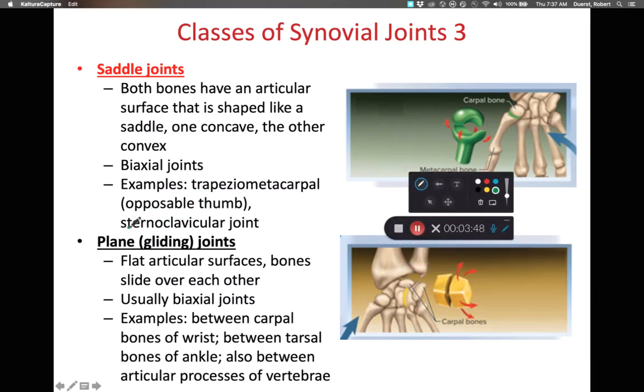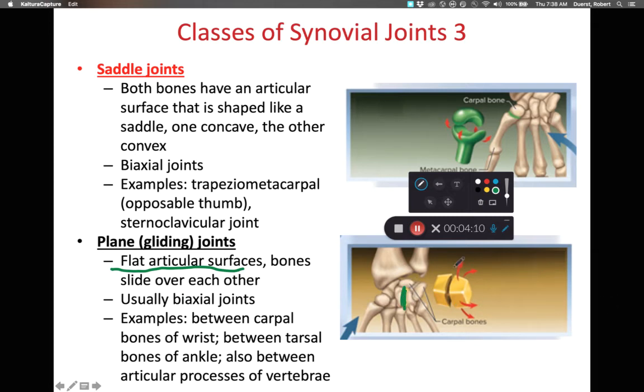We also have plane joints. Plane joints have previously been referred to as gliding joints. Gliding is more of an action-oriented name. Plane is more of a structurally oriented name. And I say that because when we look at the plane, the planes are going to be these flat articular surfaces. And the bones, so here we go, right there, there's a plane between the 2 carpals of the hands.